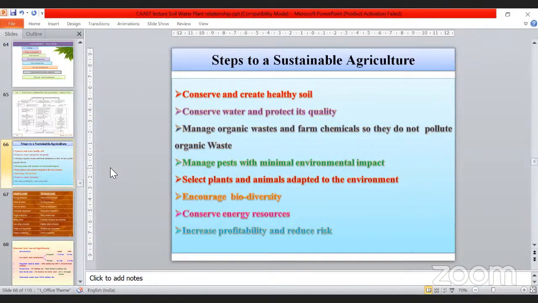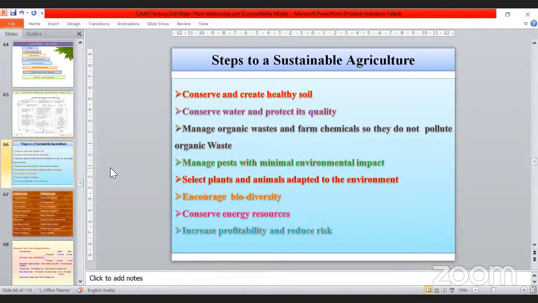That is, conserve and create healthy soil, conserve water and protect its quality, and manage the organic wastes and farm chemicals so they do not pollute. Manage the pests with minimal environmental impact, and select plants and animals adapted to the environment. For example, a crop like Shamrook, I forgot the name of that one, was largely popularized previously because it can be used as good meat of low calorific value. These types of cropping, or animals, which you introduce into the system and which are not native to this area, largely affect the environment, because they have not been adapted. So select the plants and animals adapted to the environment.